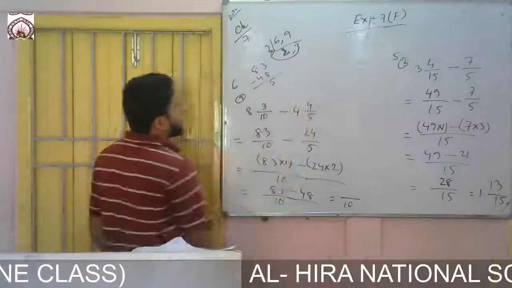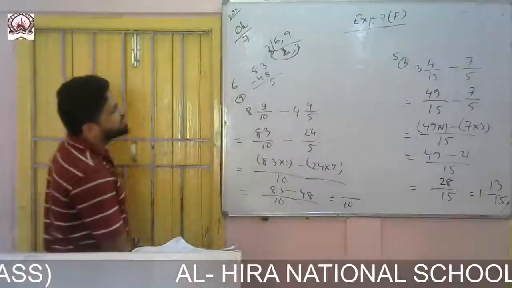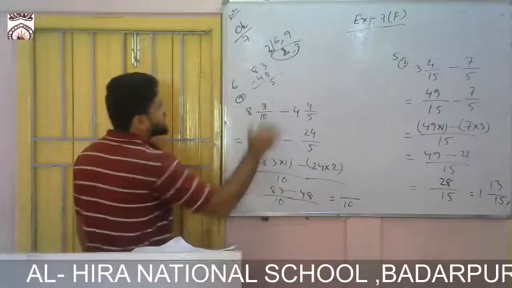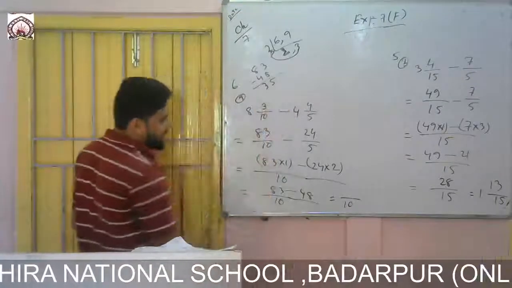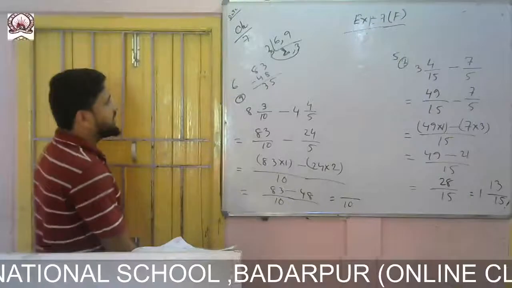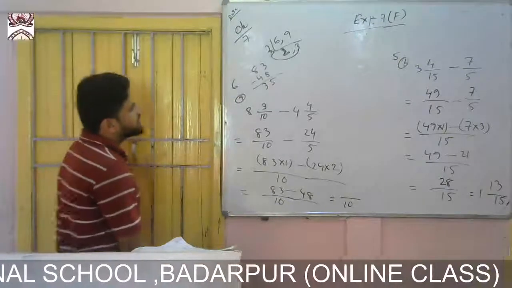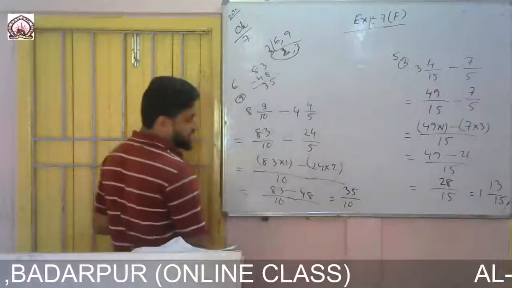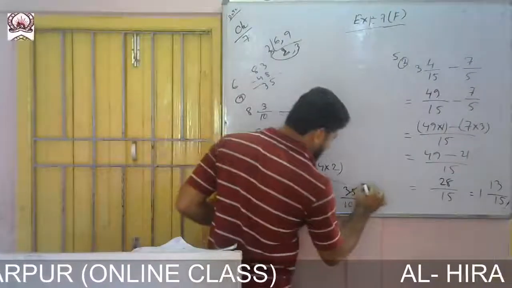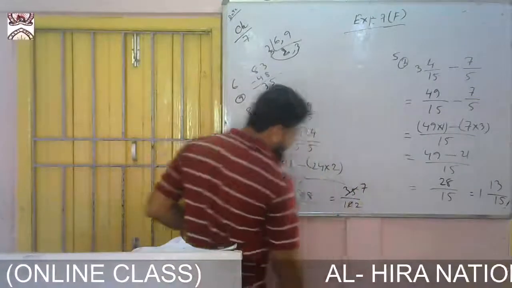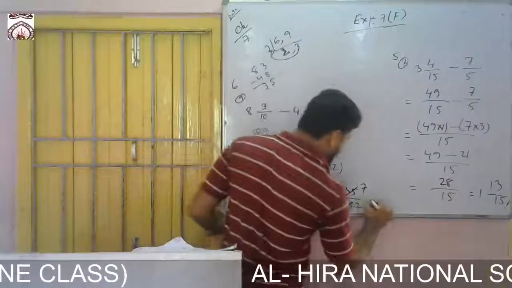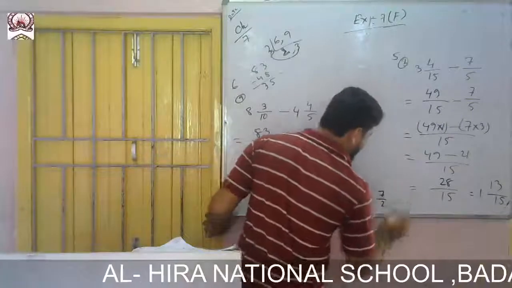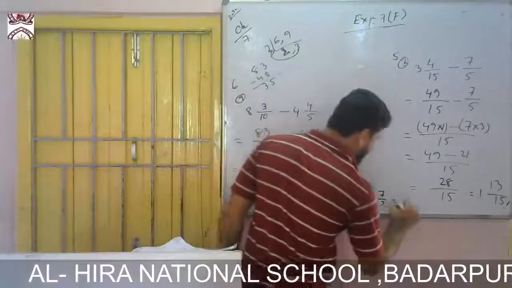then 13 minus 8, it will be 5. 8 plus 5, it is 13. Here remain 7. 7 minus 4, it is 35. Okay, here 35. Now you can cancel this one with 5. 5 7s are 35, 5 2s are 10. So this one is 7 by 2.